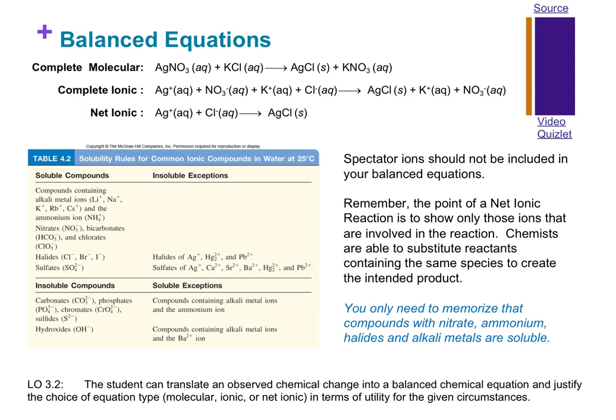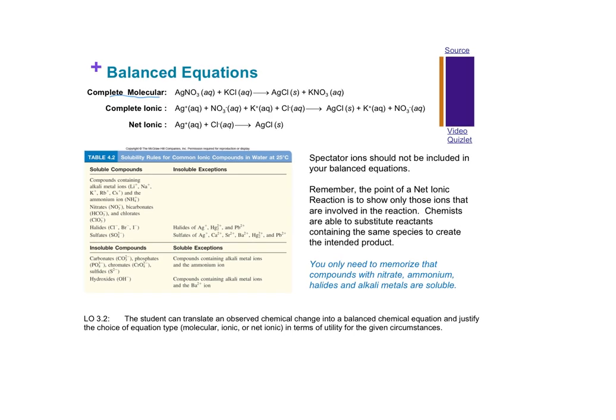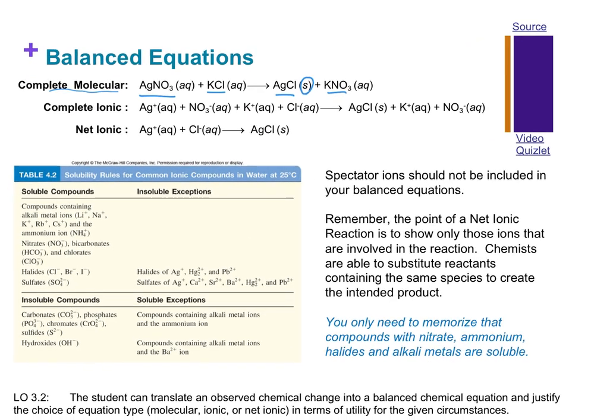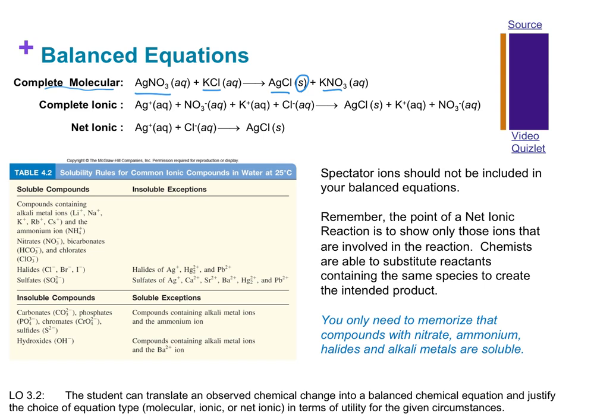There are a few different ways to write balanced equations. What we've shown so far is a complete molecular reaction. This is where everybody who's a part of a reaction gets shown. So here I have silver nitrate and potassium chloride forming silver chloride, a solid, and potassium nitrate, an aqueous. So I have aqueous phase, solid, and aqueous. The big thing that happened, if we look at those details, is that we formed a solid.